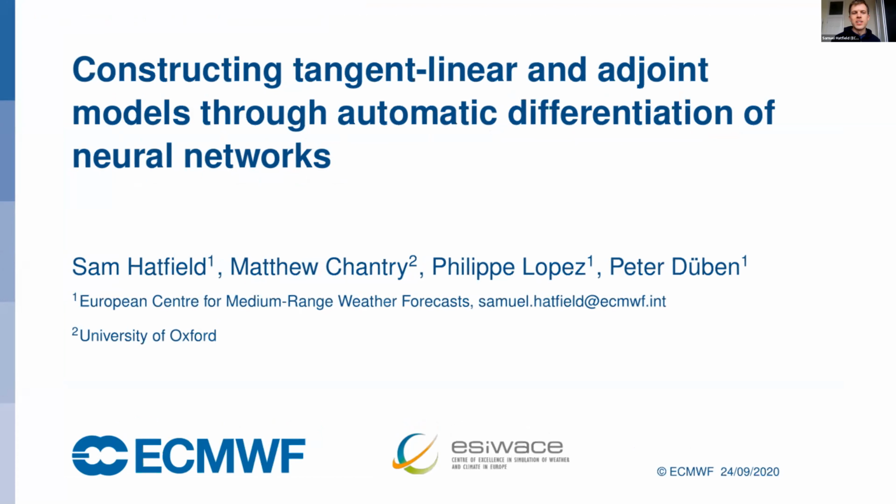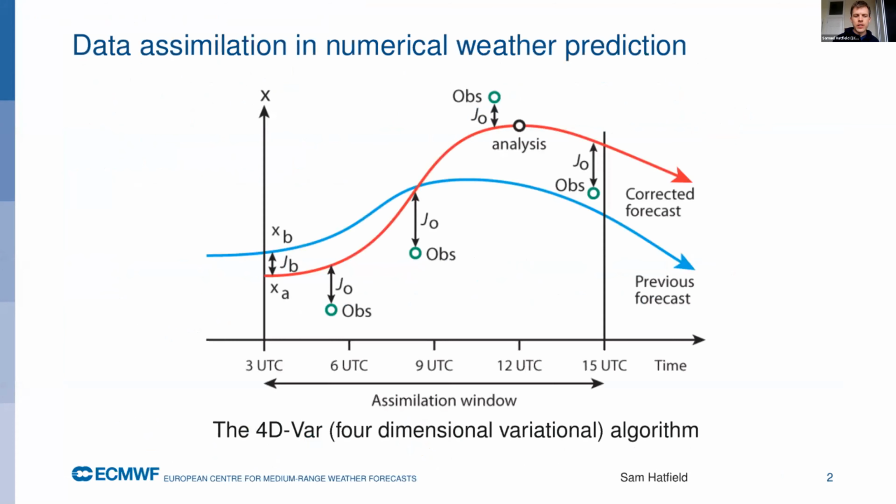So I will be today continuing this theme of hybridizing machine learning and data assimilation. Specifically, I'm going to talk about how we can take advantage of the differentiability of neural networks to aid in the construction of tangent linear and adjoint models automatically. So as Kai said, I'm currently a researcher at the European Centre for Medium Range Weather Forecasts, aka ECMWF. And at ECMWF, we use a 4-dimensional variational algorithm, much like the Met Office, to construct the initial conditions for our medium range weather forecasts.